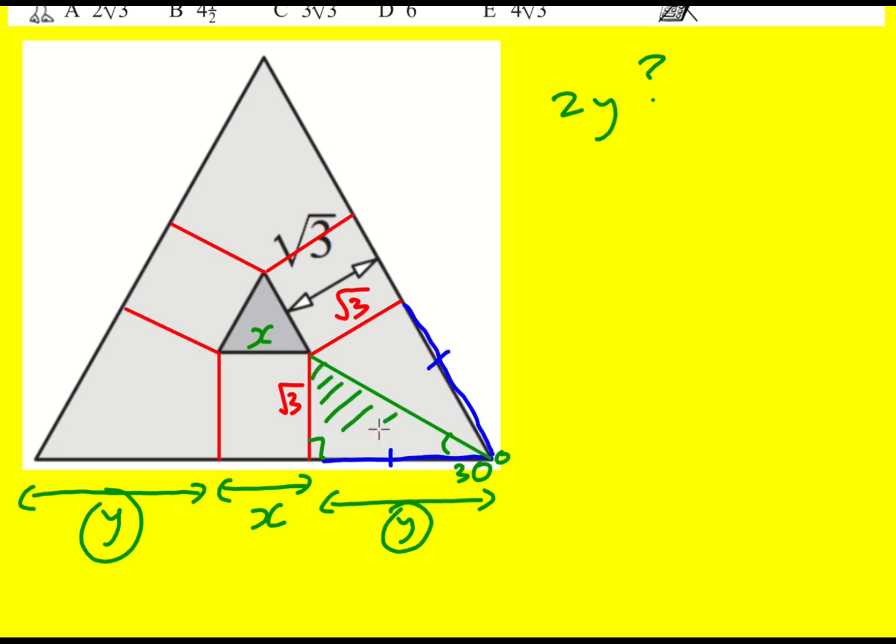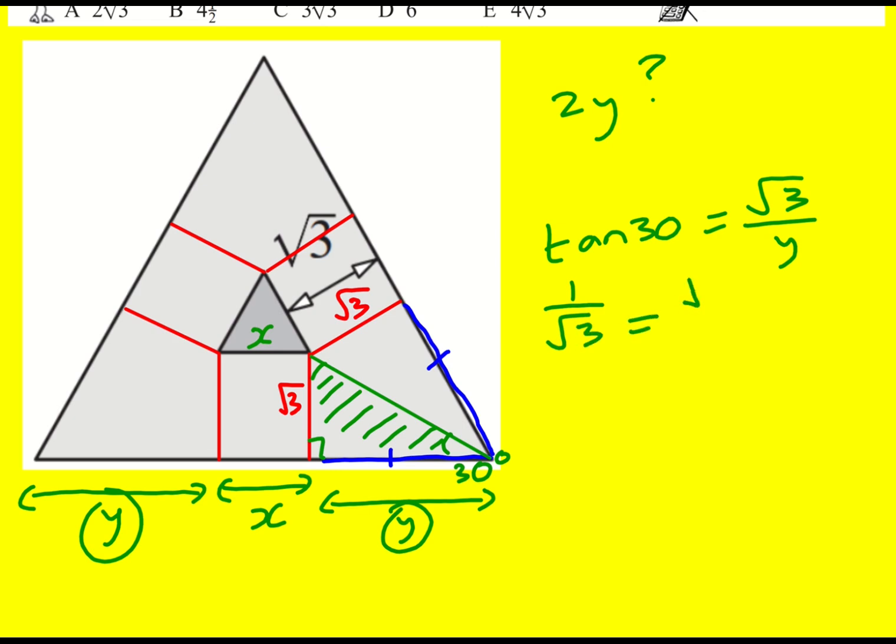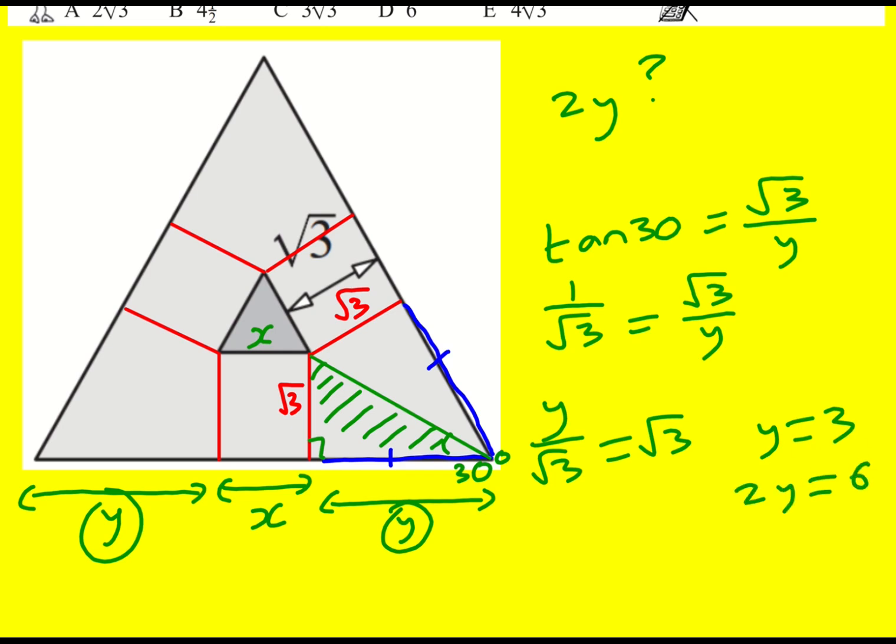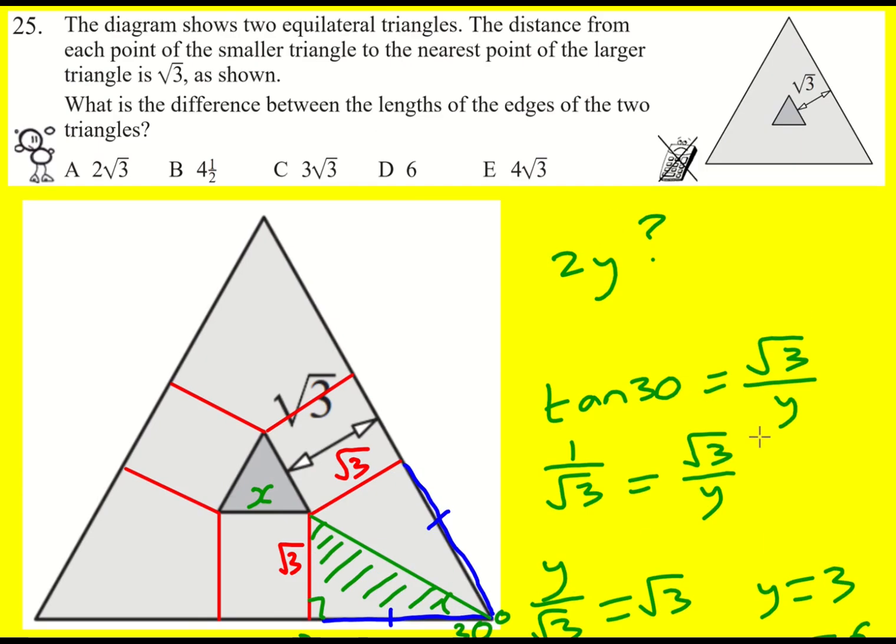If I focus on this triangle here, I can write down that tan 30 is going to be the opposite, root 3, divided by y. And tan 30 is actually 1 over root 3. So I can rearrange that. y over root 3 is equal to root 3, and therefore y is equal to 3. And so 2y, which is what I'm interested in, is equal to 6. And we're actually done. That's the answer.